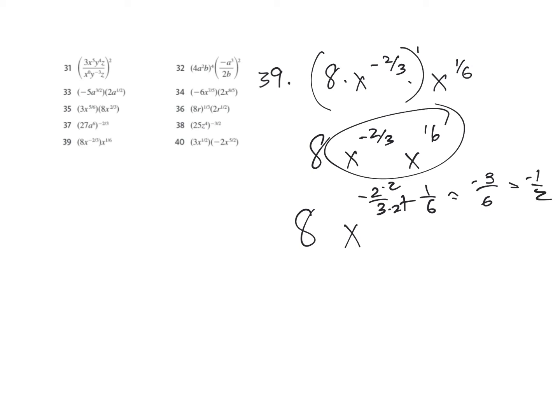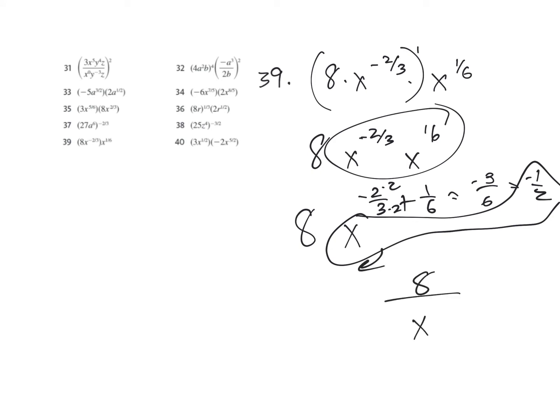So if your exponent is negative, we need to move it to the denominator. So this is 8 over x to the positive 1/2. And that should be your answer. Okay, number 40.